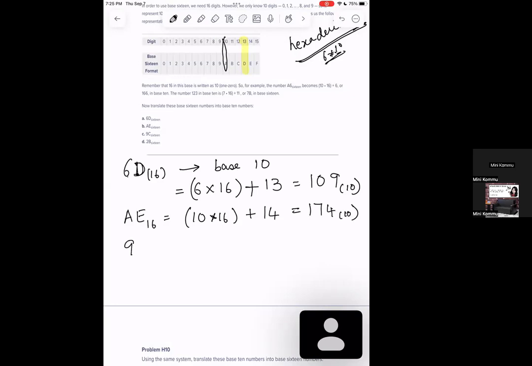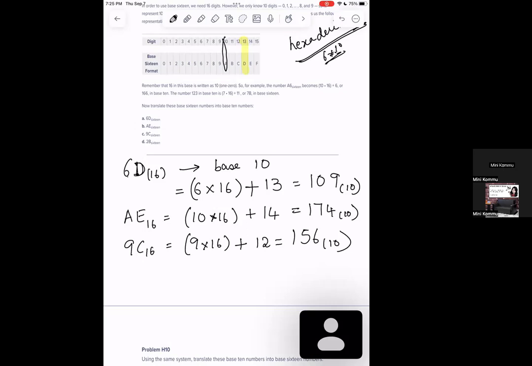Now the next one, 9C in base 16. I'm going to use the same method again. 9 times 16 plus the value of C is 12. 9 times 6 is 54, 5 carry 9, 15. So this will be equal to 156 in the base 10 system.